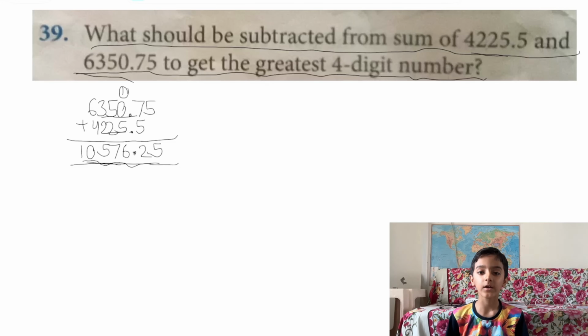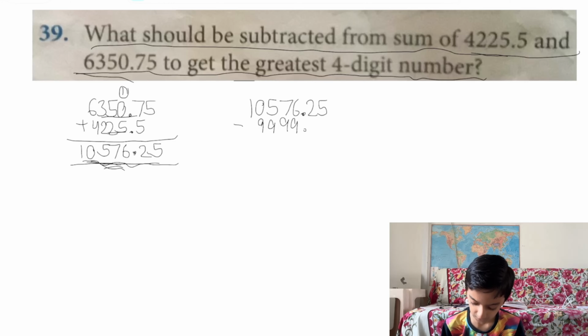First of all, you should know that the greatest four-digit number is 9,999. So they are saying which number should we subtract from this number to get 9,999. To get 9,999, we will subtract 9,999 from this number. That result will be the answer of this question. So let's subtract. Here it's our choice. We can put zeros after the point if we want, because putting zeros after the point does not matter. So here I'll put zeros after.